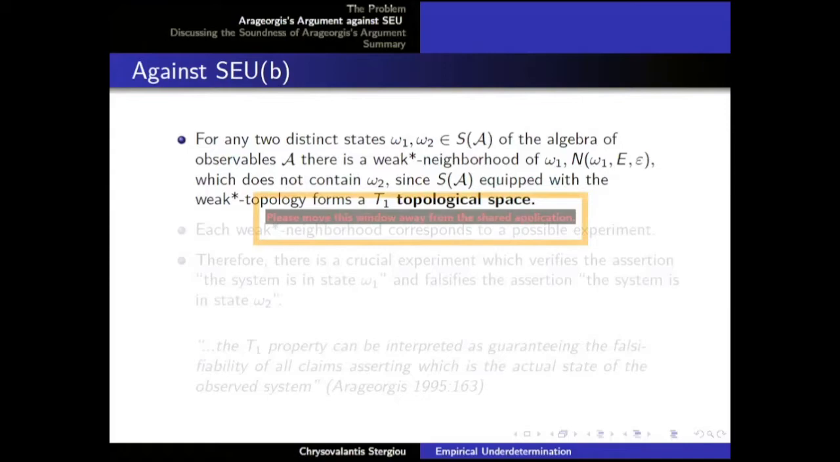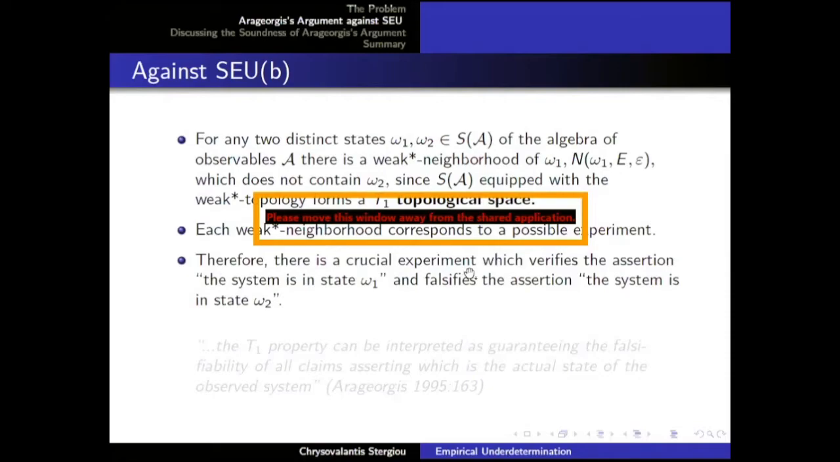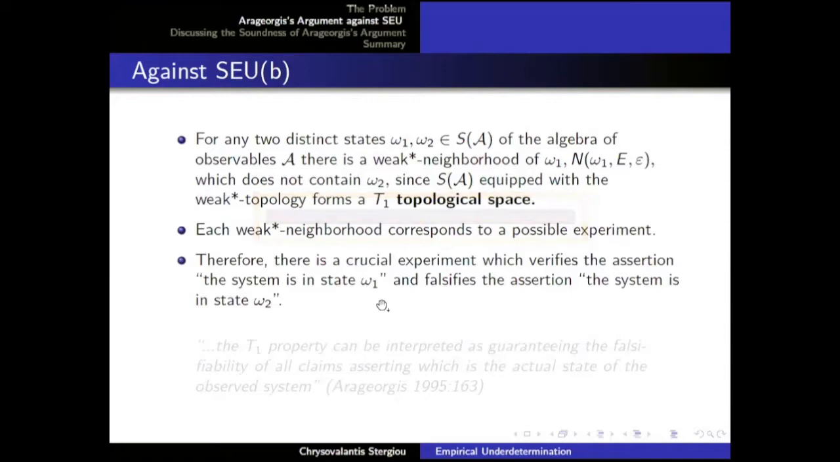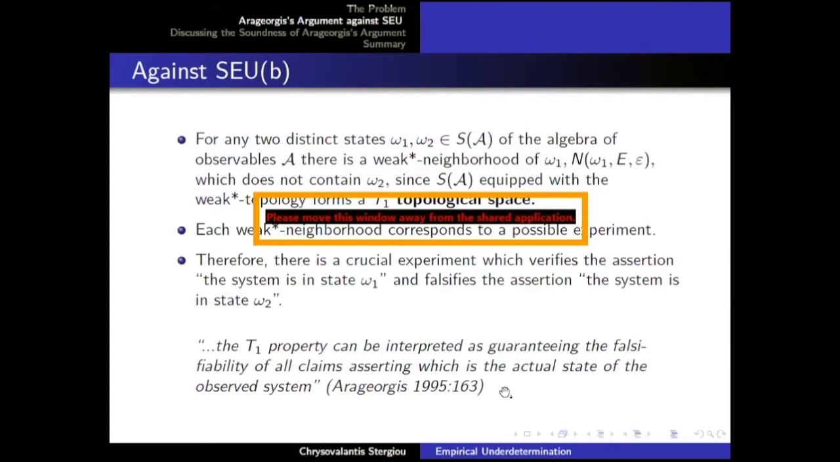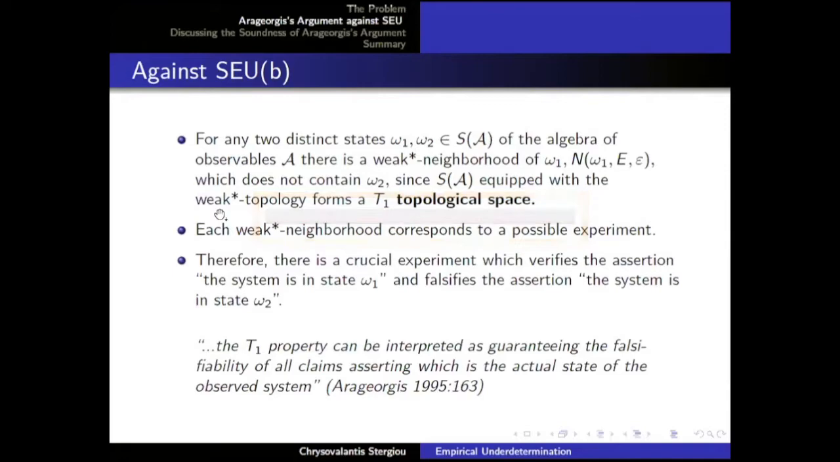So this is a separation criterion, a well-known thing from mathematics, and of course a weak star neighborhood corresponds to a possible experiment. And therefore there is a crucial experiment which verifies the assertion that the system is in state omega one and falsifies the assertion that the system is in state omega two. As Arageorgis put it in his PhD thesis, the T1 property can be interpreted as guaranteeing the falsifiability of all claims asserting which is the actual state of the observed system. And in this way, he argued against the indistinguishability.